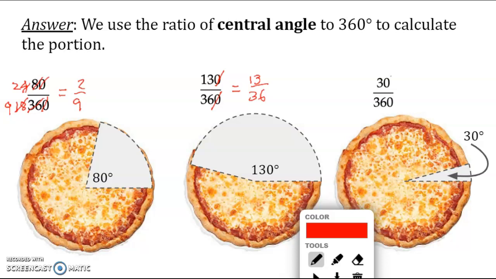What about this? Again, I can divide both top and bottom by 10. That gives 3 and 36. Is there a number I can divide both top and bottom by? Yes, that's 3. If I divide 3 by 3, that becomes 1. 36 divided by 3 is 12. So 30 over 360 is equivalent to 1/12. So I can say I am missing 1/12 of a pizza.